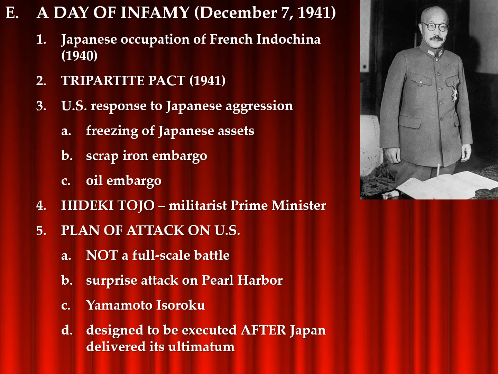The man who planned this attack was Yamamoto Isoroku. He, as I've said earlier, studied in the United States and knew the Americans very well. But here's the key thing. The Japanese designed this plan to be executed after Japan delivered its ultimatum. That is, it was not supposed to be a sneak attack. It was supposed to be a surprise attack. Nonetheless, it was a sneak attack. How did this happen?